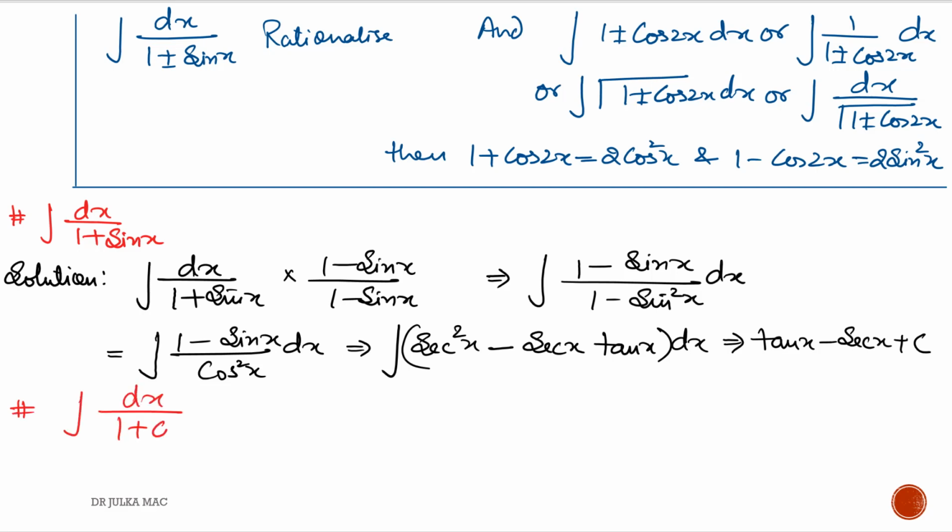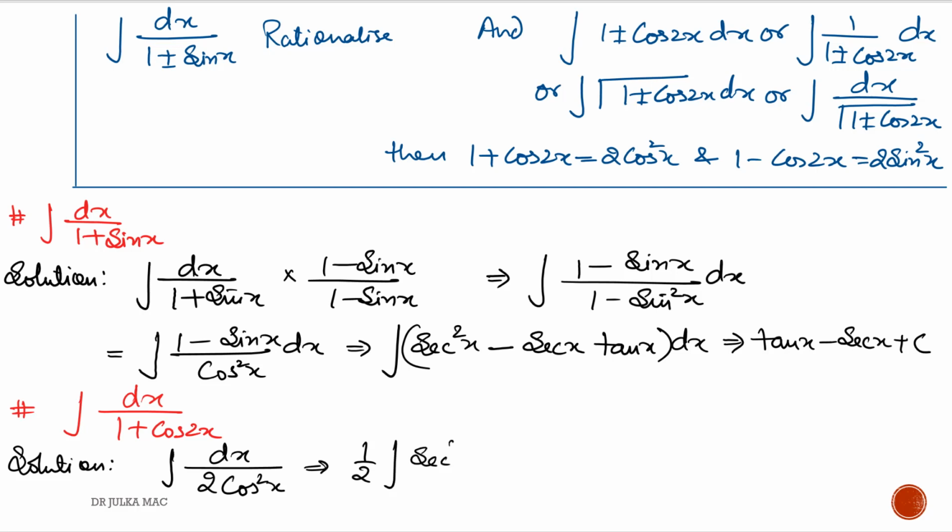Next example. Integration of dx divided by 1 plus cos 2x. 1 plus cos 2x equals 2 cos square x. Take 2 outside, so we have 1 by 2. 1 by cos square x is sec square x, and the integration of sec square x is tan x plus c. So the answer is 1 by 2 tan x plus c.